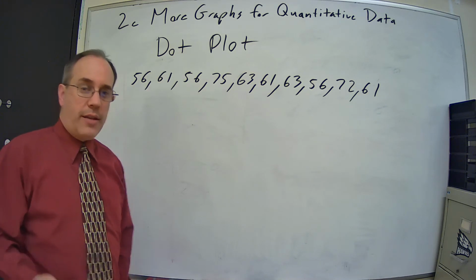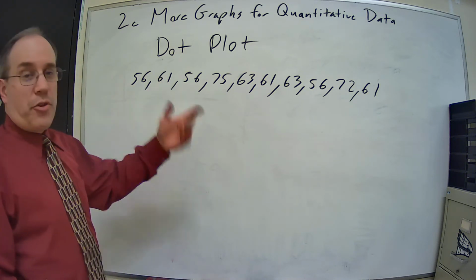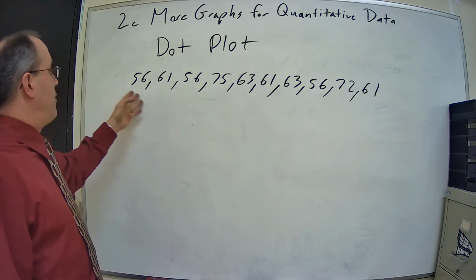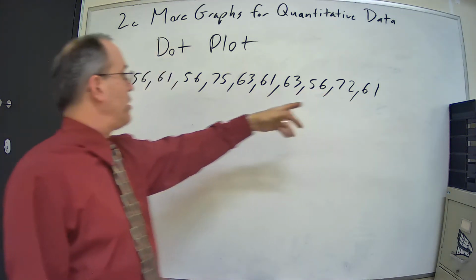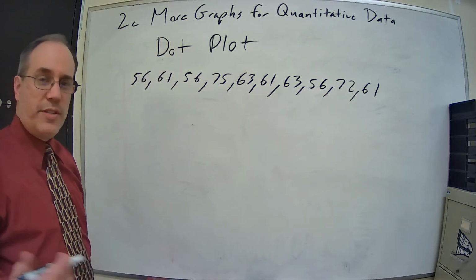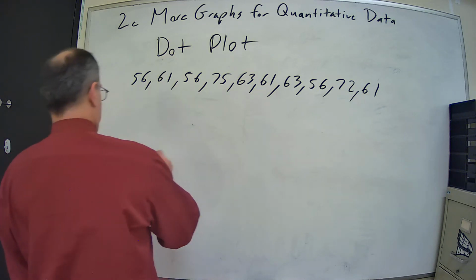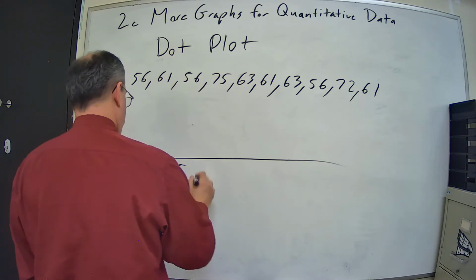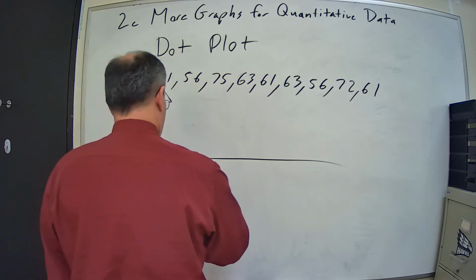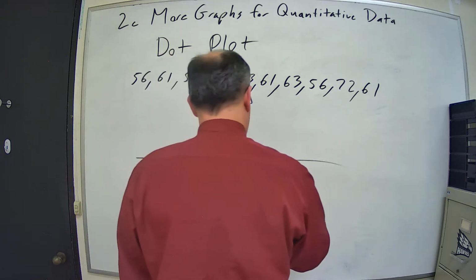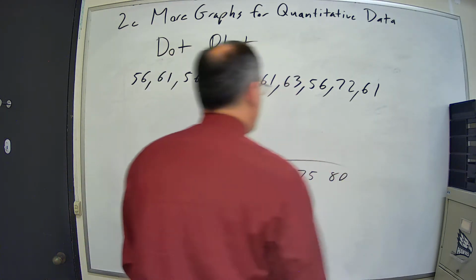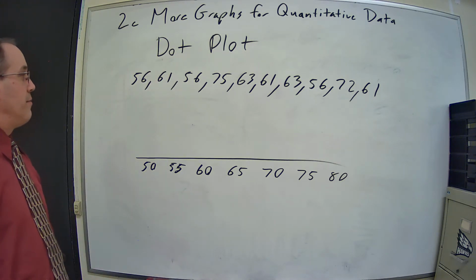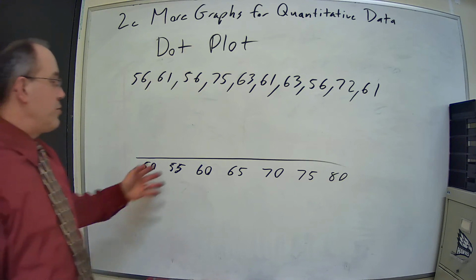Now with a dot plot, we're basically just going to create a number line that will cover all these data points. So I've got 56, looks like my lowest one, 75 is the highest, so I need from 56 to 75. So I'm just going to do a line here. I'm going to go 50, 55, 60, 65, 70, 75, 80. So that should easily cover from 56 through 75. So we got that there.